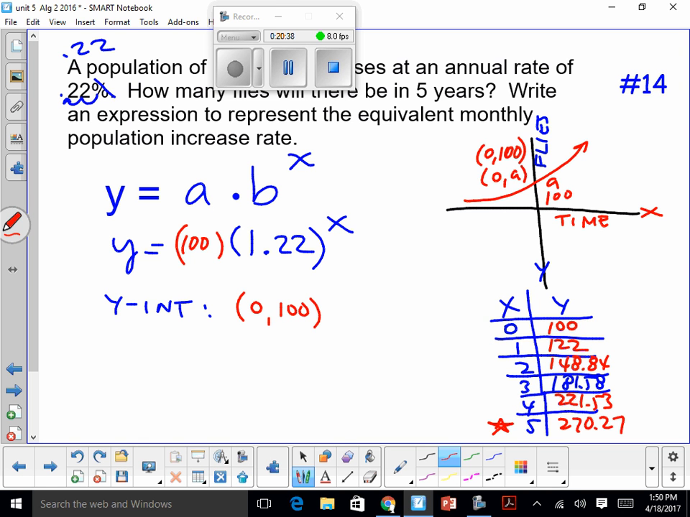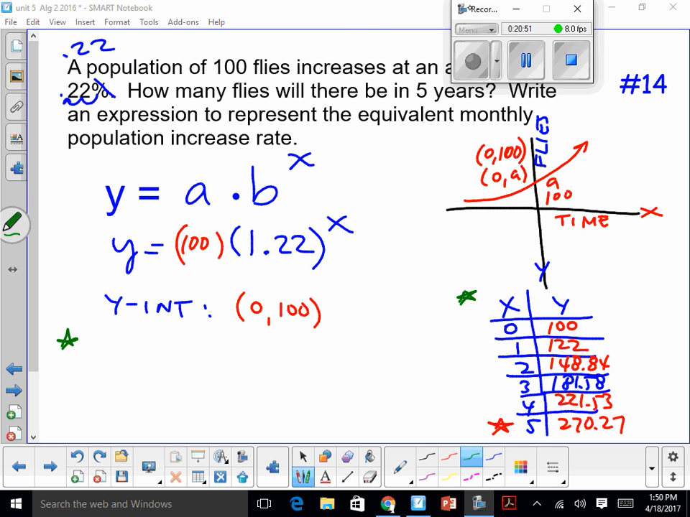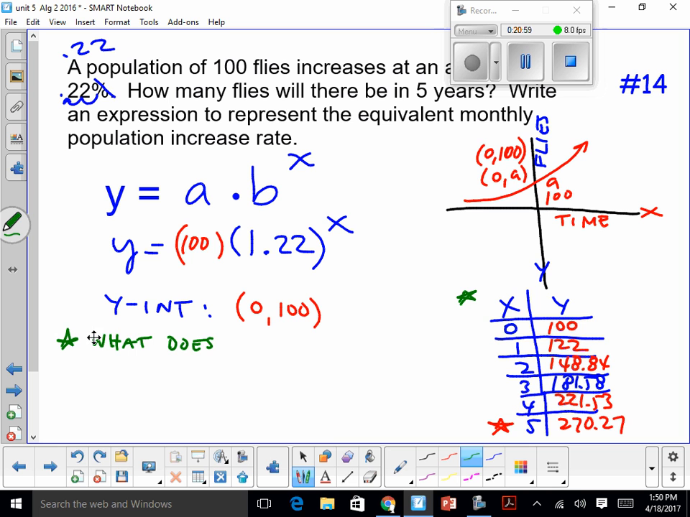New part. What does the y-intercept represent in this context? Sure, I'll write it out. You'll write out this question. What does the y-intercept represent in this context? This is the way I think they're going to write it. In this context. Anybody know what the y-intercept is in this problem?